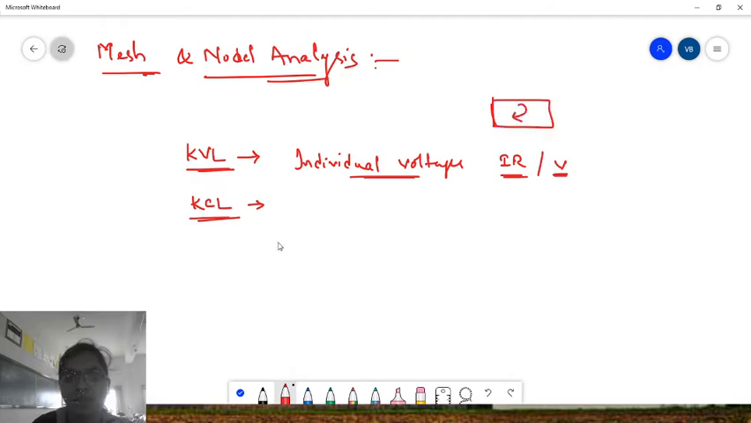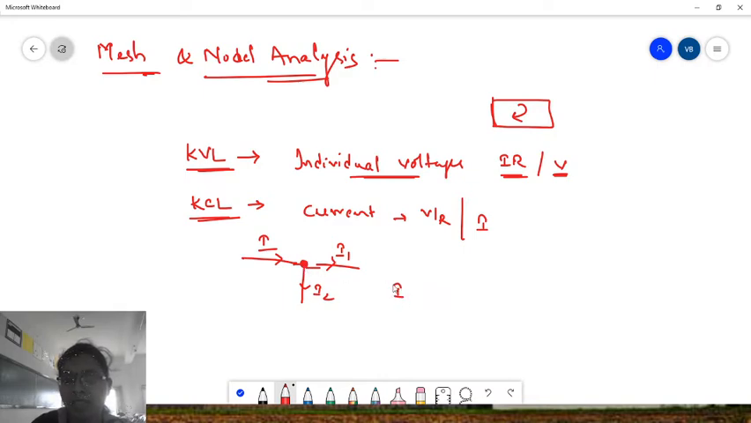And for KCL, we are going to write the current law equations, either in terms of V by R, or else directly as I. KCL can be stated as entering currents equal leaving currents at a particular node. So let us take I as the entering current for this particular node, and I1 and I2 as the leaving currents.